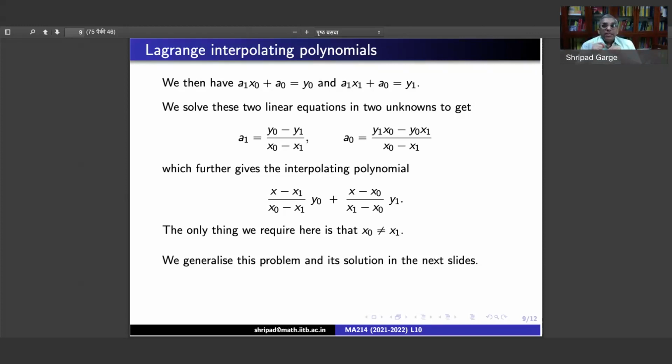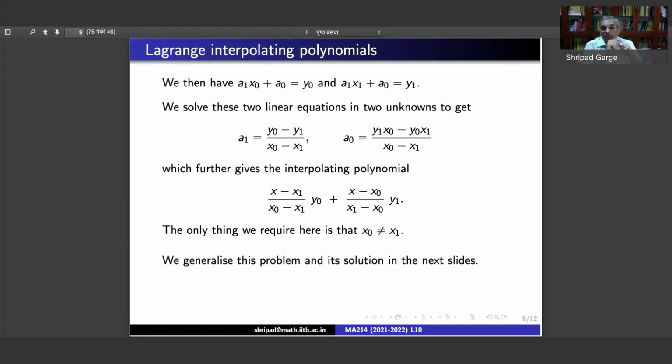So this very special problem, we have a general problem here, which is that x0's value is y0, x1's value is y1. That's a general problem. But suppose we take two special cases, which is that x0's value is 0 and x1's value is 1.